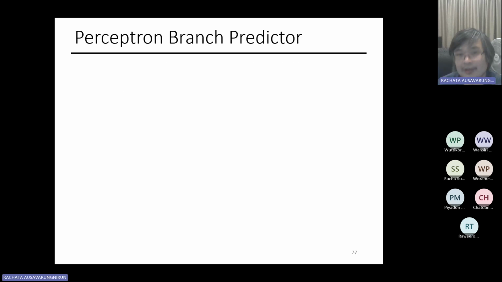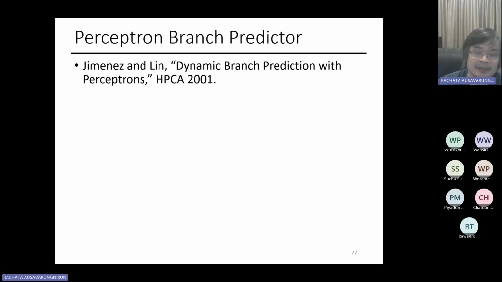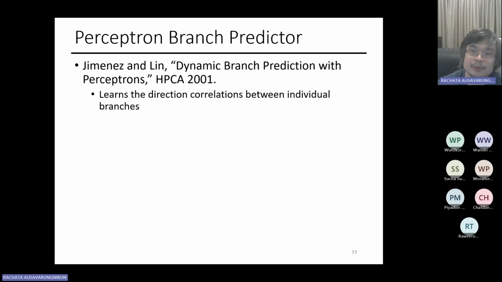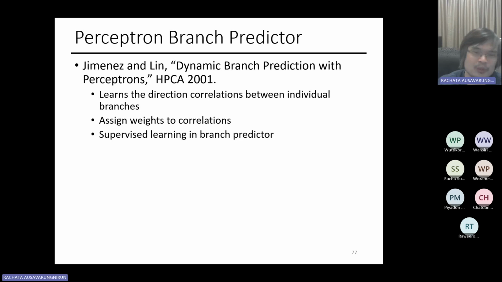And then things get more complicated, such as the perceptron branch predictor in 2001. The paper is dynamic branch prediction with perceptron. I think this is the first paper that tries to utilize things like perceptron and machine learning in branch prediction. So it learned direction and correlation between each individual branches, then you assign a weight. The reason perceptron works for the branch predictor is simple enough. Once you have the weight, it is simple and fast enough to come up with the prediction. And this work uses supervised learning in branch predictor.